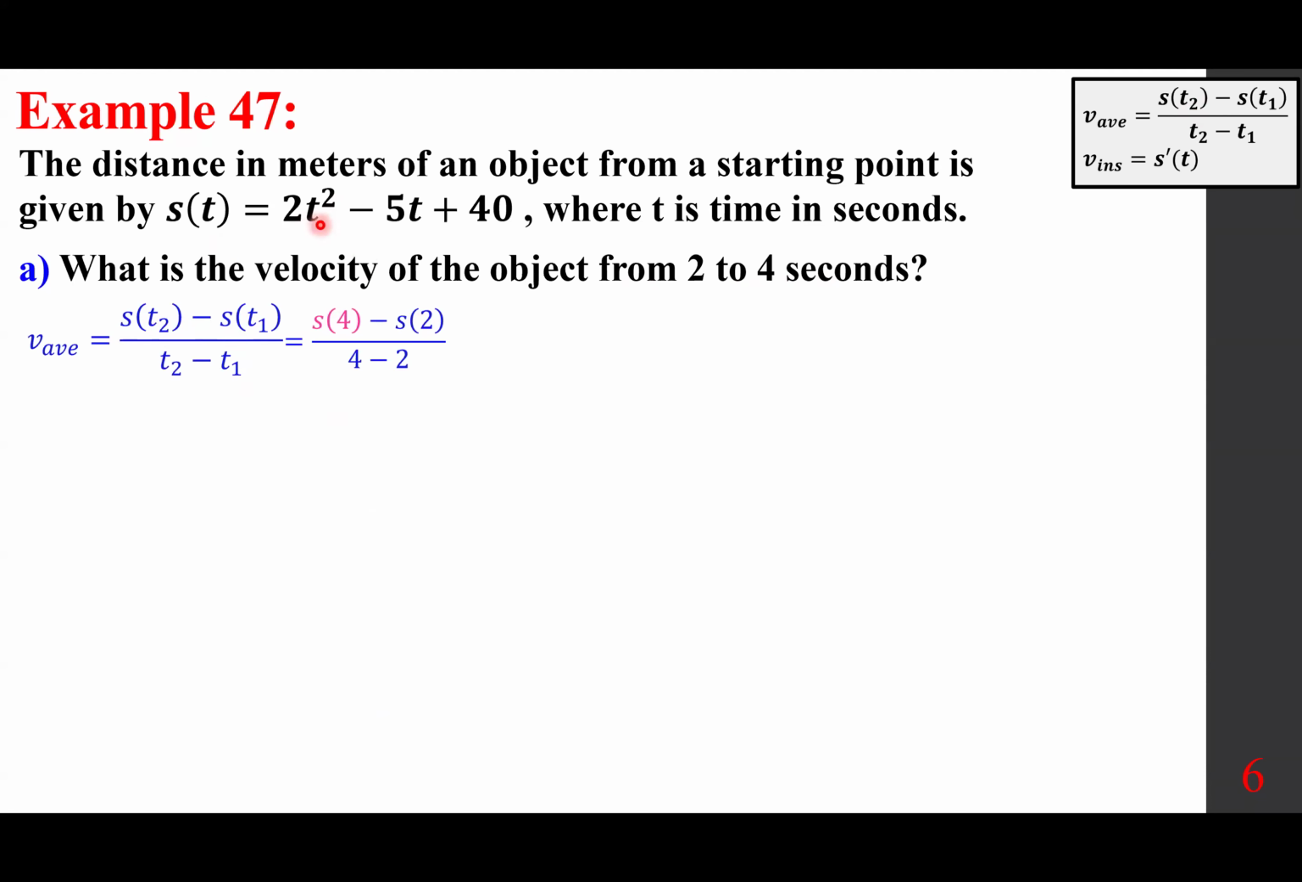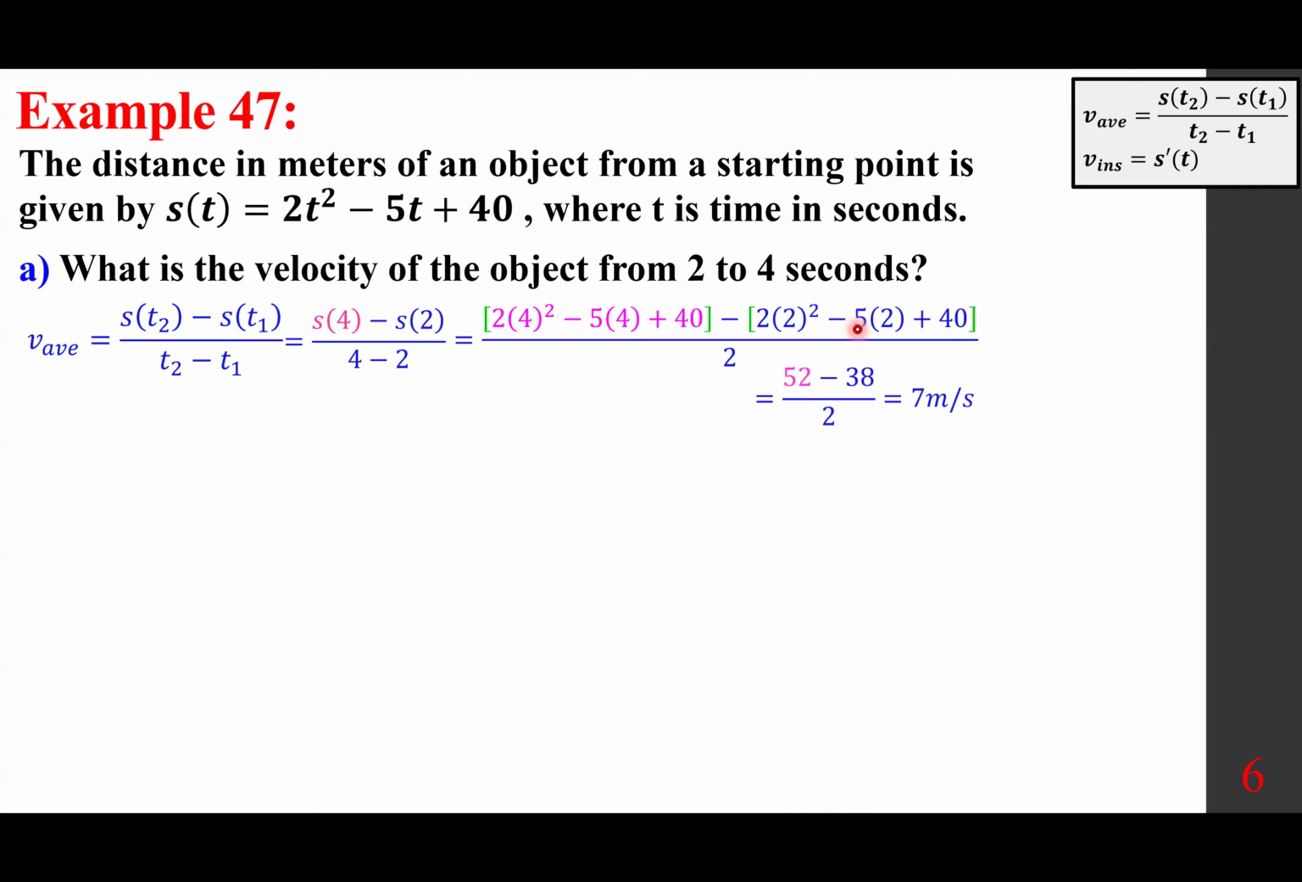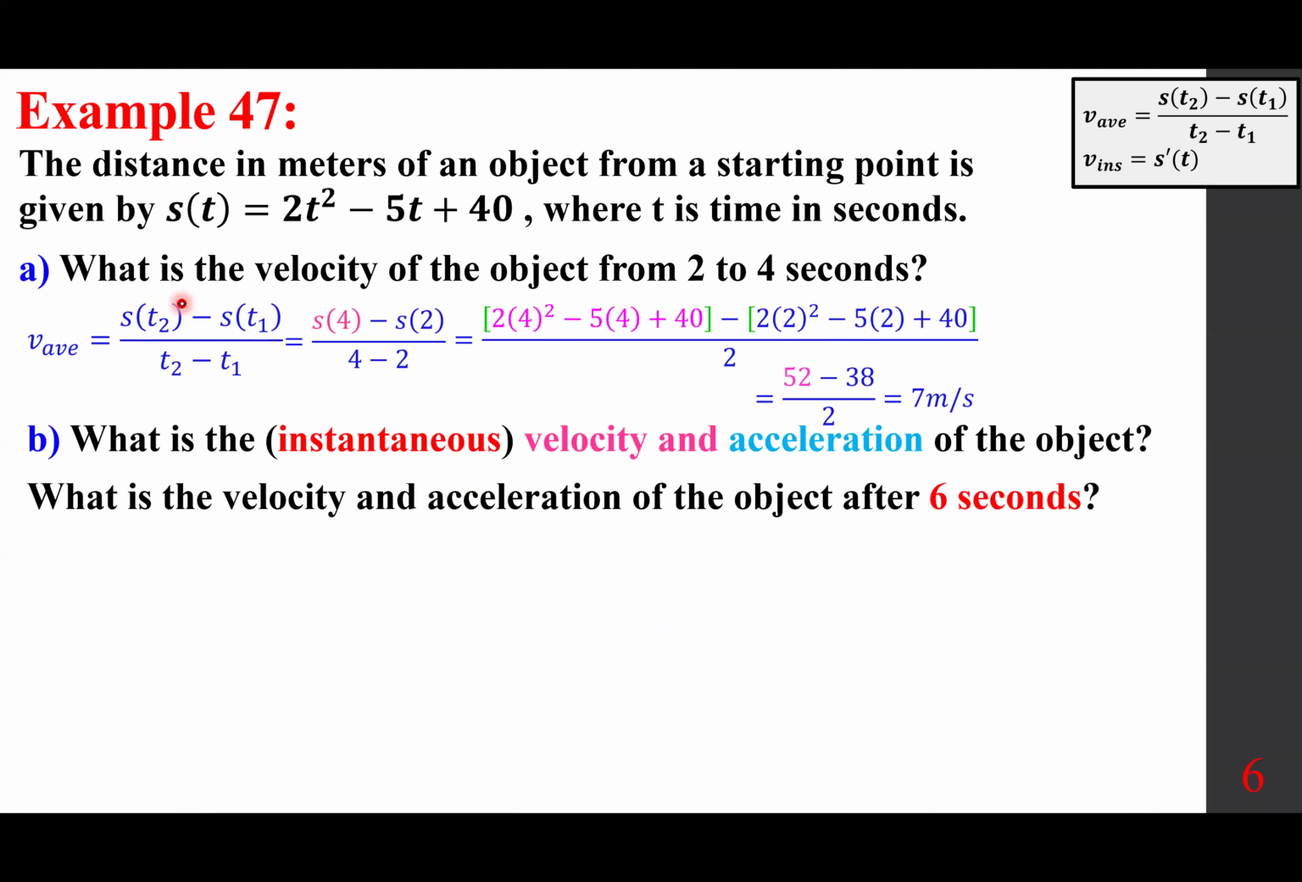So that's 2 times 4 squared minus 5 times 4 plus 40, minus plug in 2, 2 times 2 squared minus 5 times 2 plus 40. And when you do the math, this becomes 52, this becomes 38. So 52 minus 38 is 14, divided by 2 is 7 units of the velocity, which is meters per second, or units of the numerator over units of the denominator. The numerator is the change in distance. Now, that was elementary algebra.